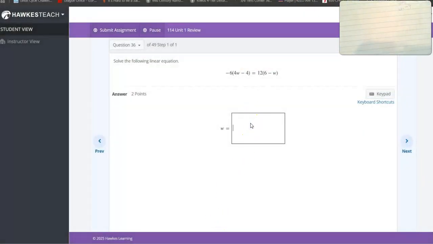And again, if you're curious as to whether you have the right answer or not, you can always plug it back in. So in this case, I'll go ahead and do that here. We have 4 times -4, so that's going to be -16, minus 4 is going to be -20. So -6 times that is going to be positive 120. And then we have 6 minus a -4, so that's 6 plus 4, which would be 10, and 12 times 10 is also 120.